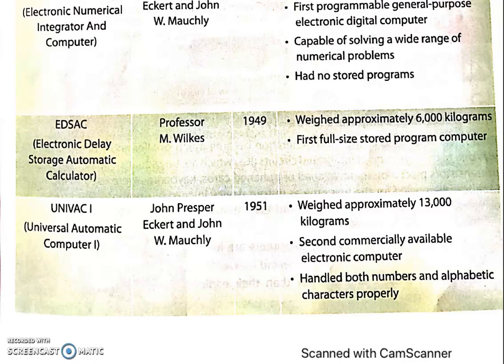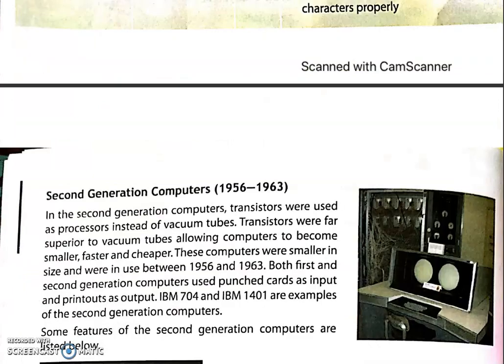Then comes UNIVAC 1. UNIVAC 1 stands for Universal Automatic Computer 1. It was again invented by John Presper Eckert and John W. Mauchly in 1951 and it weighed approximately 13,000 kilograms. It was the second commercially available electronic computer. That means anybody could buy this computer, but because it was so heavy, expensive and big, usually universities, colleges, schools, institutions and government, and some factories and companies used this computer. It handled both numbers and alphabetic characters properly.